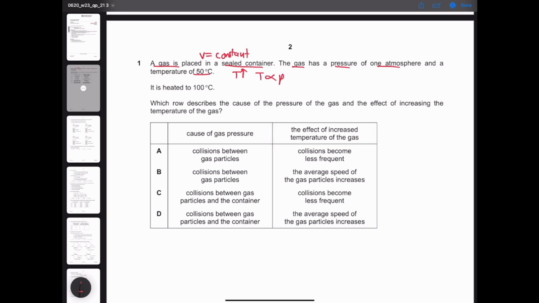So, which row describes the cause of the pressure of the gas and the effect of increasing the temperature of the gas? So, cause of the gas pressure. See, there are two types of collision. One is between the molecules, and one is between the container and the particles. That is the one which creates pressure. So, A and B are out of the options. Collisions between the particles and the container create pressure. So, we have to decide between option C and D. Now, since temperature has increased, the average kinetic energy of the particles must have increased, right? Means the speed increased. So the answer is D.